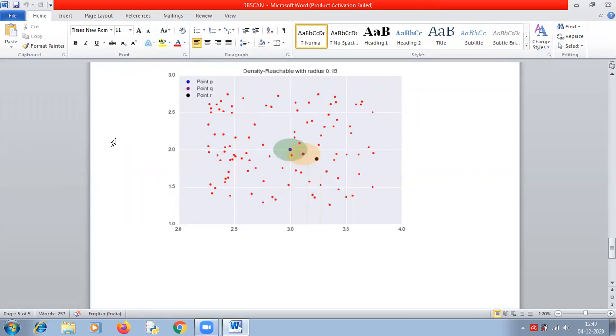DBSCAN is implemented in the popular Python machine learning library scikit-learn, and because this implementation is scalable and well tested, it works well. In the next lecture, I will show you how to implement the DBSCAN algorithm using Python.